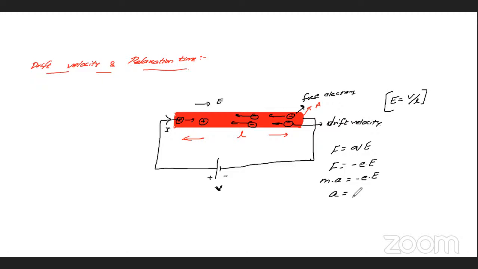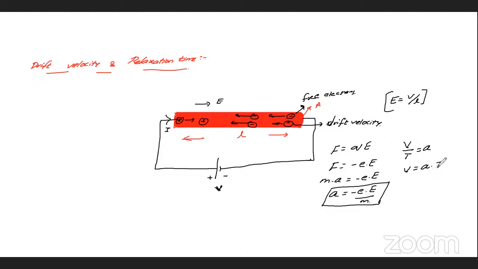So acceleration a is equal to minus eE divided by m. This is your acceleration. Now what we need to find? We need to find the velocity with which the electrons are traveling. So velocity divided by time is nothing but your acceleration, so velocity is equal to acceleration into time.